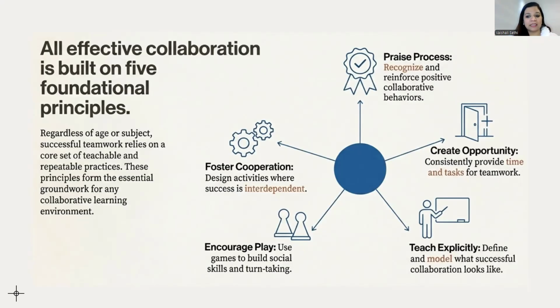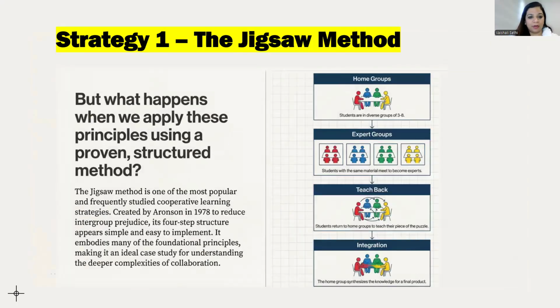So if I summarize this slide in one sentence, effective collaboration is built when we intentionally design for interdependence, practice, feedback, and explicit skill building, not just by putting the students in groups. Okay, so now let's look at some of the strategies of collaborative learning. So the first strategy is the jigsaw method, right?